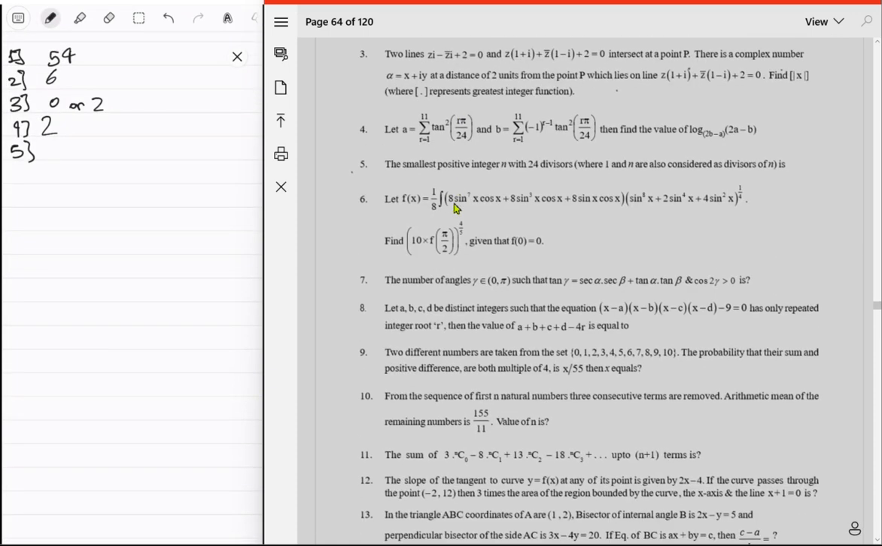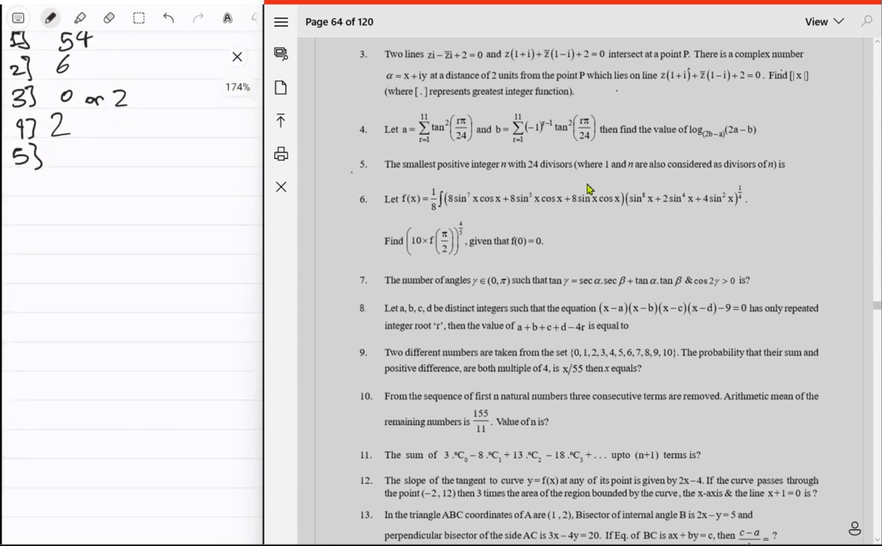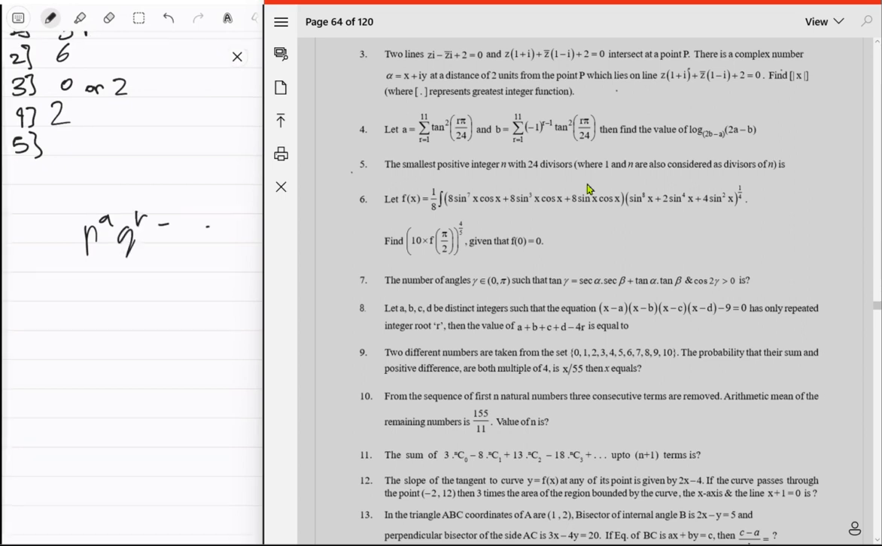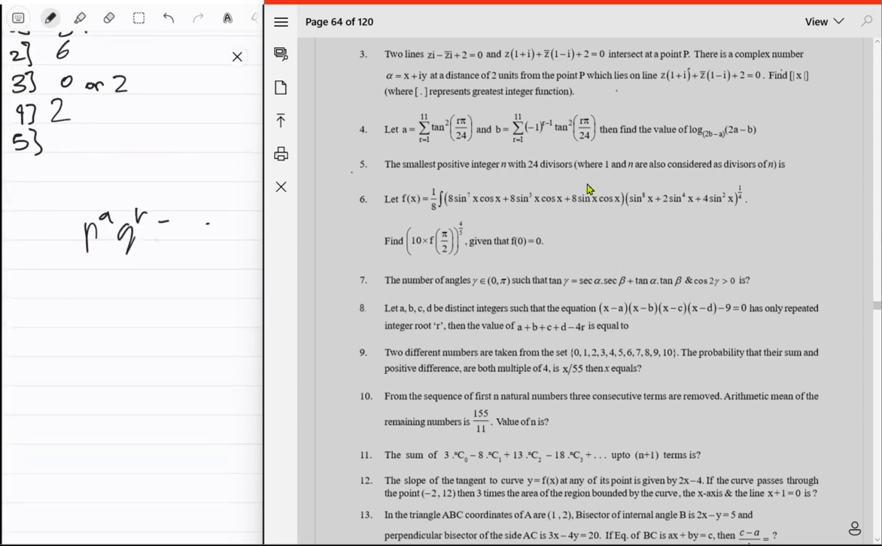The smallest positive integer n with 24 divisors, and also considered as divisors of n, is n with 24 divisors. So divisors 24. Okay, one, and I got it. So the positive integer contains primes of the form p power a, q power b, whatever it is like this. So what you have is a plus 1, then b plus 1, their product is equal to 24, of course. So we have to split 24. You want the smallest positive integer n, right? So that this happens. Okay. So we have to keep the primes as small as possible, of course.